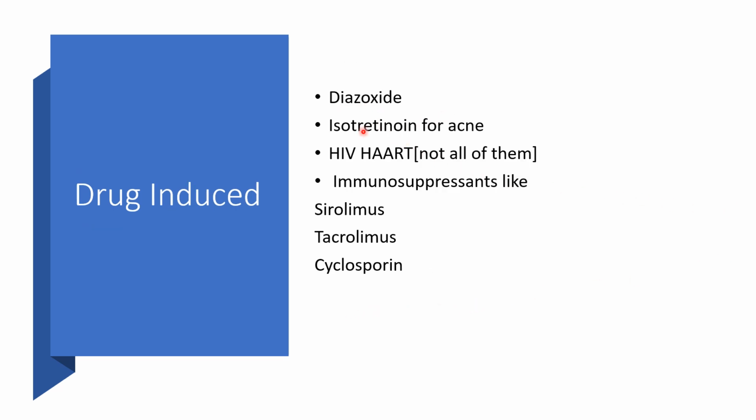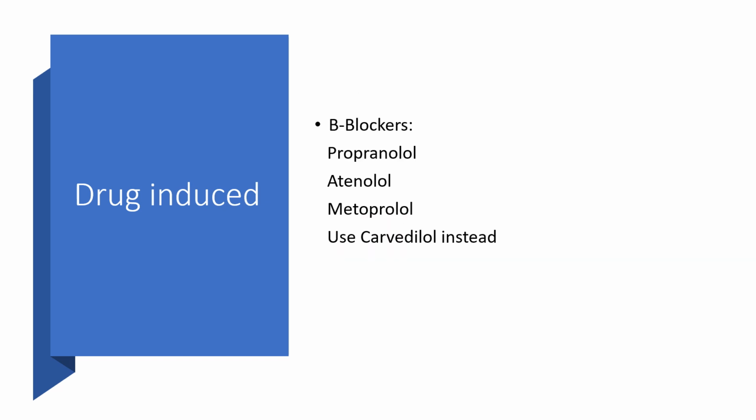Others will be the azoles, isotretinoin for the treatment of acne in teenagers, HIV with highly active antiretroviral therapy, but not all of them, immunosuppressants like sirolimus, tacrolimus, and cyclosporin. The list has not ended. It also includes beta blockers like propranolol, atenolol, metoprolol. If you need to use beta blockers and you can't use these because your patient is diabetic, then you can go for carvedilol instead of any of these, except you are going to use this for a short time, okay?